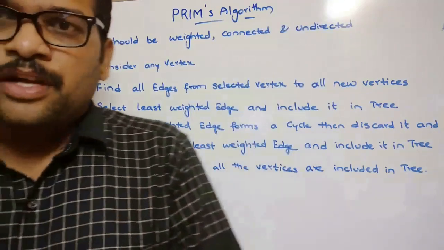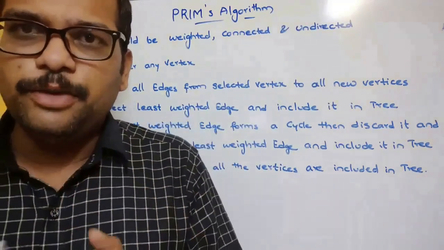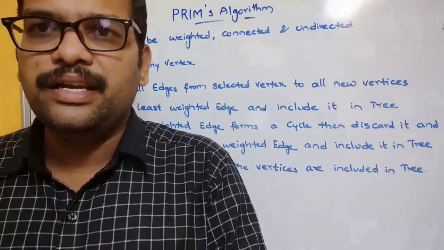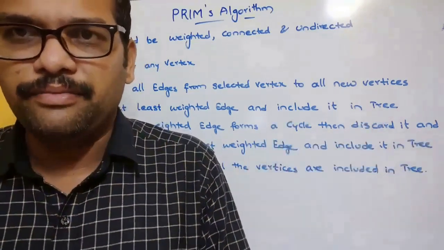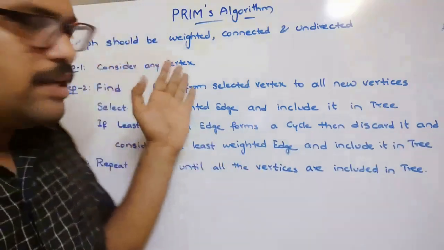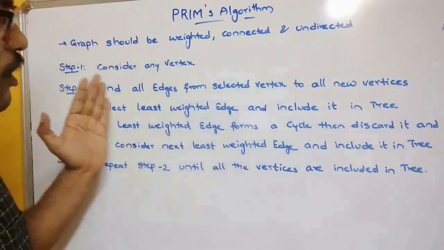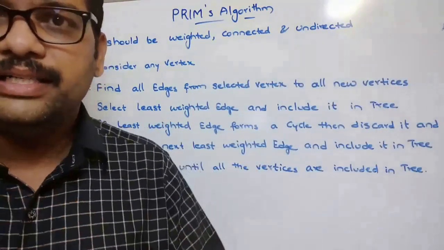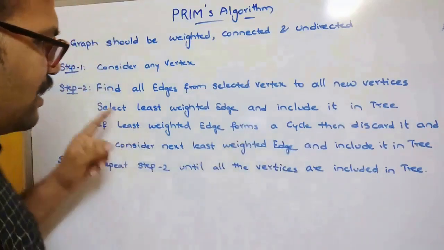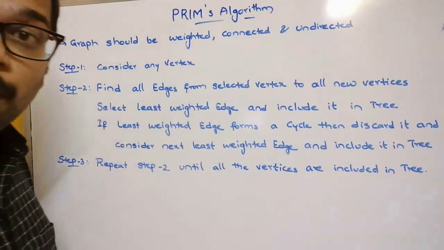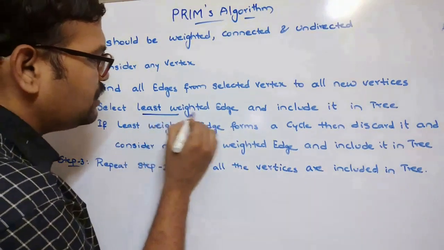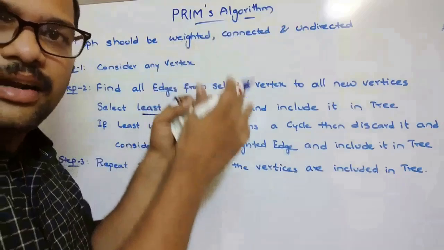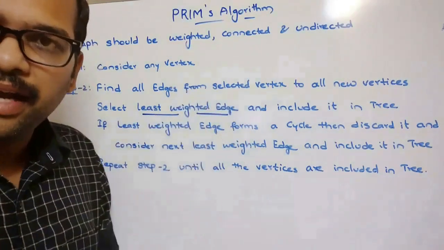And coming to the steps. First we need to consider any vertex. We know the spanning tree definition: a spanning tree is a subgraph of the graph without any cycles, consisting of all the vertices of the graph, right? So consider any vertex of the graph. In the second step, find all the edges from the selected vertex to the new vertices. Among all the edges, select the least weighted edge and include it in the tree.